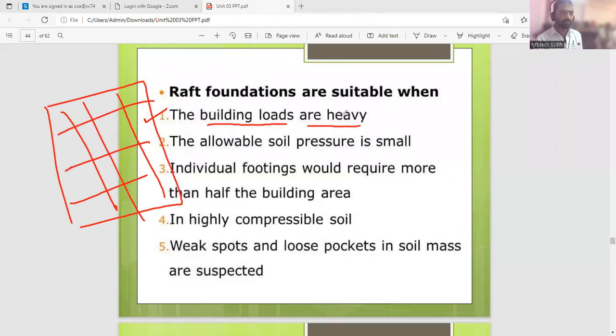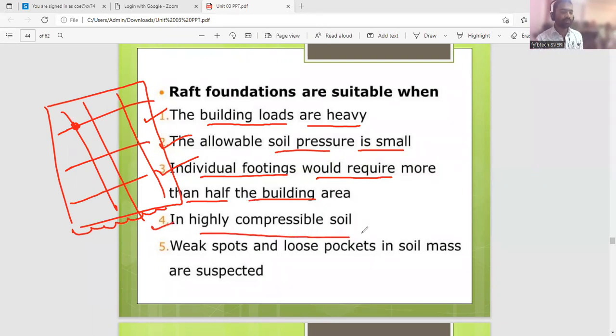When the loads are very heavy, then the allowable soil pressure is small. When the SBC of the soil is less, in that case we are going for the raft foundation. Then individual footings would require more than half of the building area. If the foundation area required for the columns is more than half of the area, then we are going for the raft foundation.